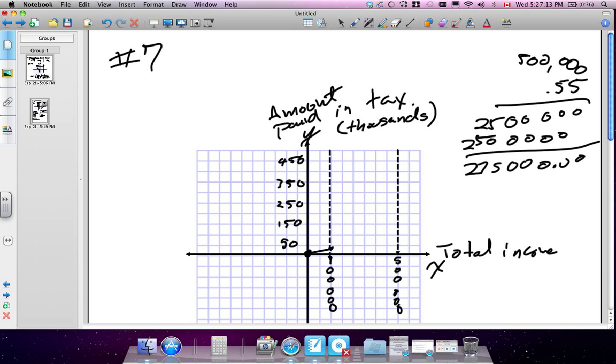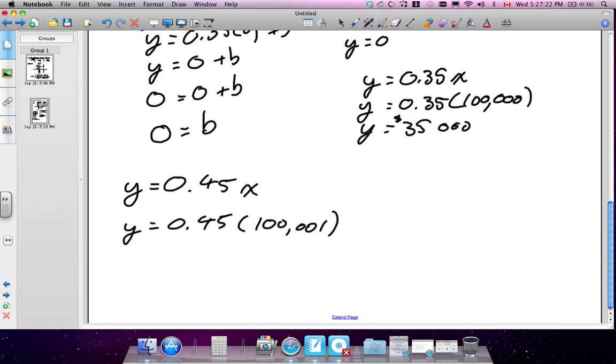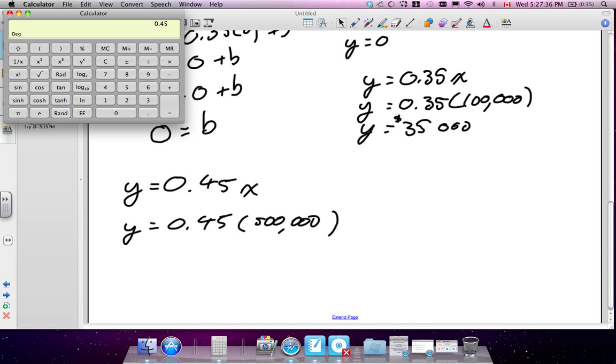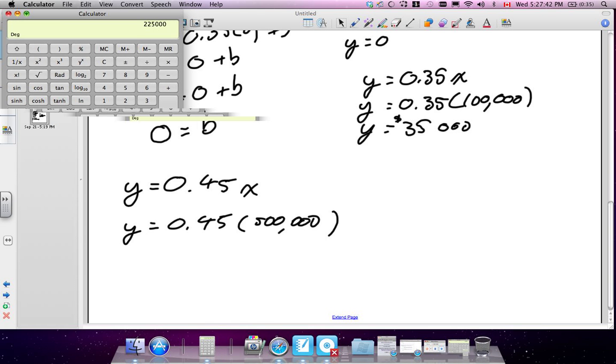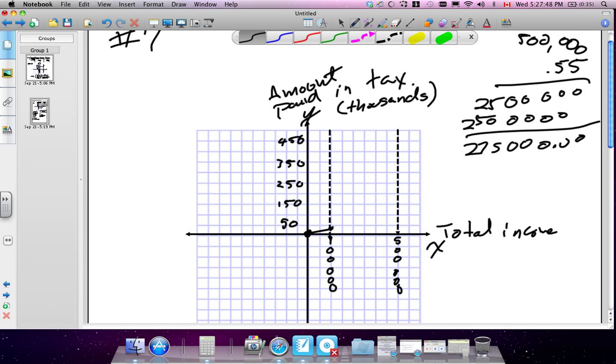So instead of 101,000, let's put in 500,000. 0.45 times 500,000 is $225,000. So at 500,000, we're going to be at $225,000, which is probably about here. If you notice, the line has gotten steeper. We got a steeper line, which is good because that's the part that's going to be 45%.